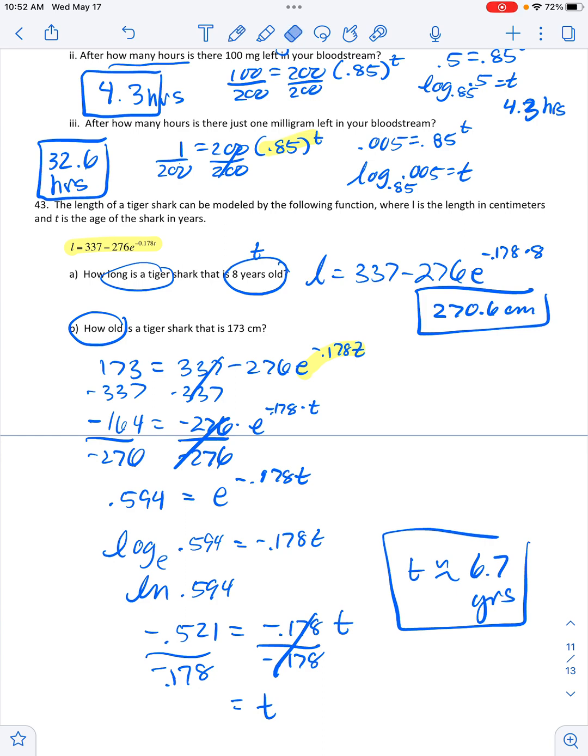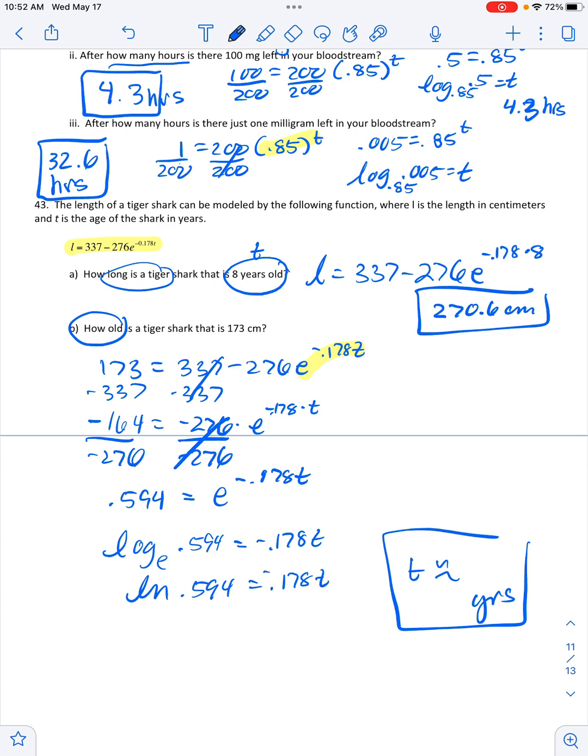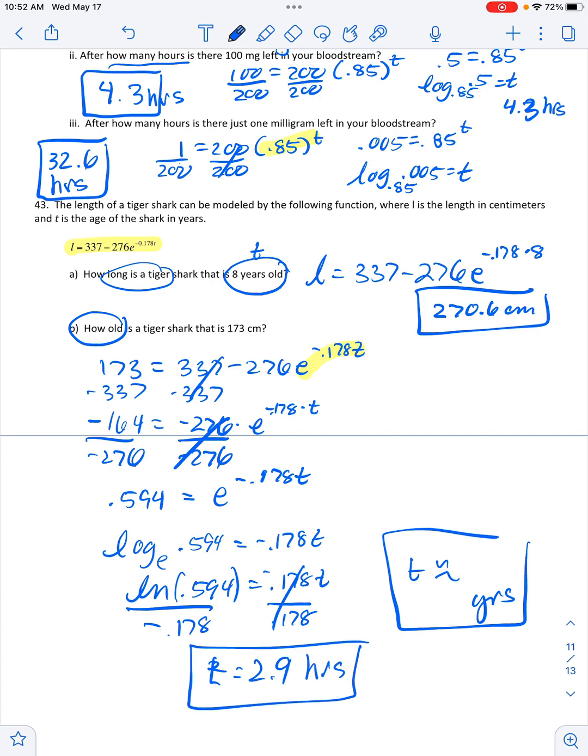When I did this last part, hang on. I didn't get this. I was hurrying. So what I meant was 0.178 t. When I divide this over to the other side, what I actually got was that t was equal to 2.9 hours. So let's go with that.